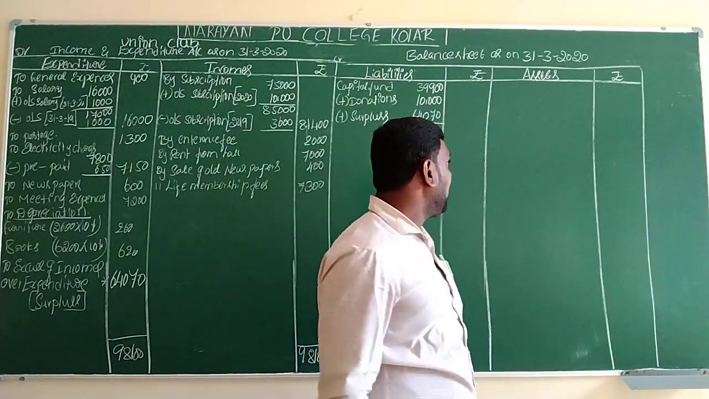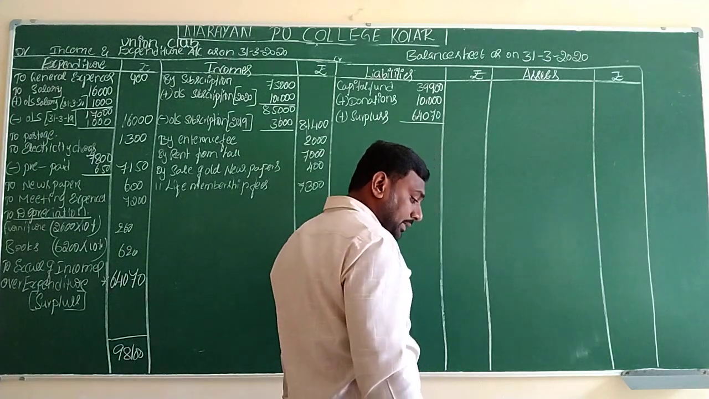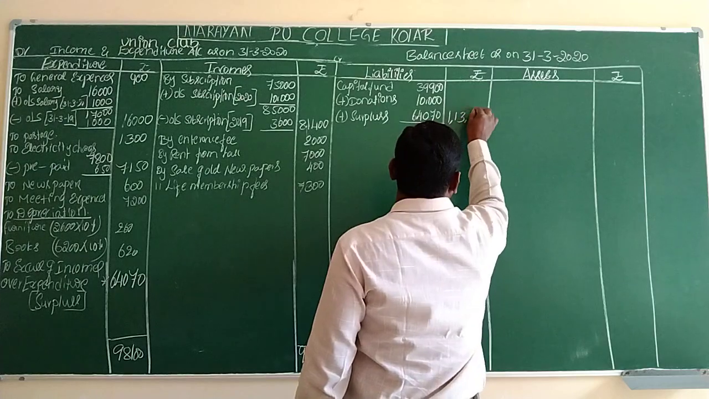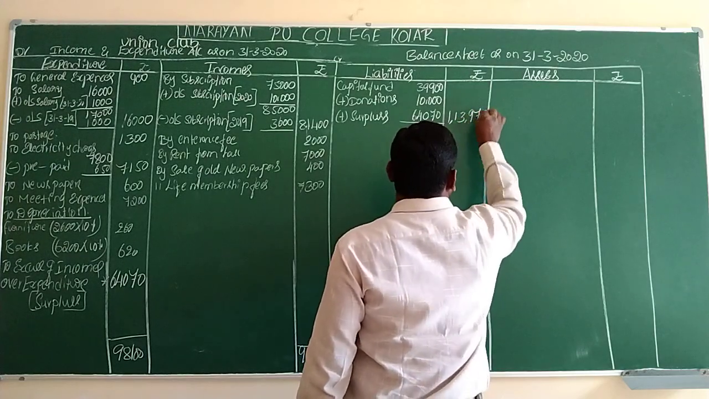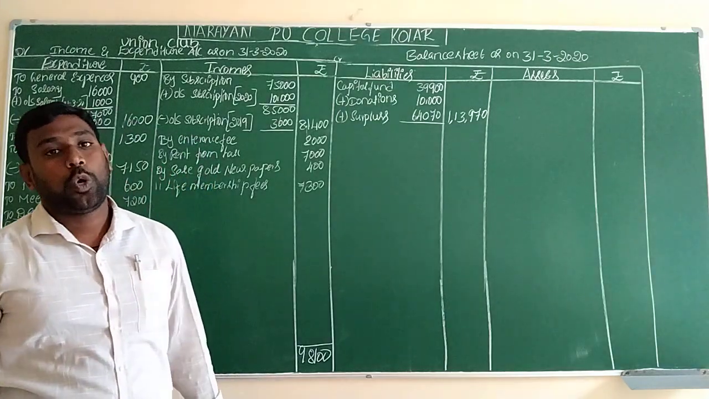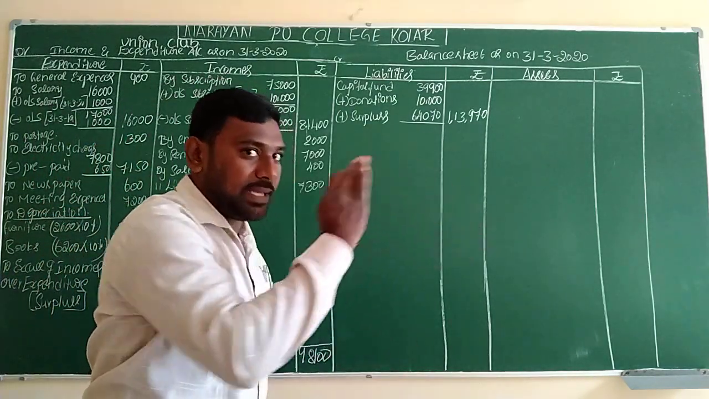64,070 rupees. While adding these three, we have to get 1,13,970 rupees. This is about the old balance sheet. Next, come to the asset side.